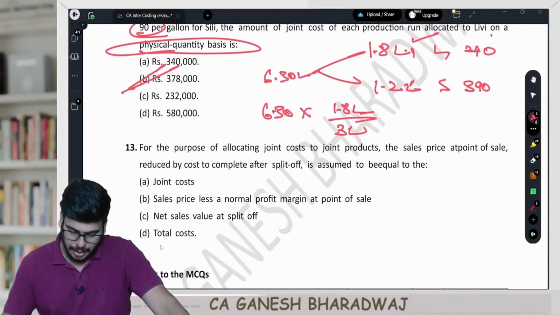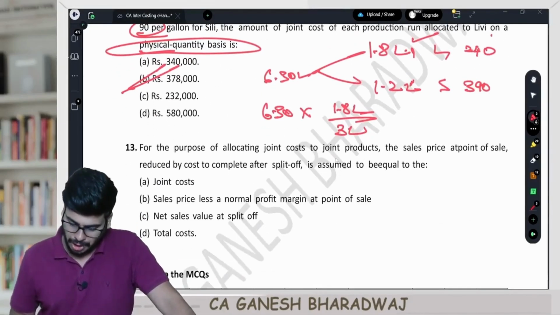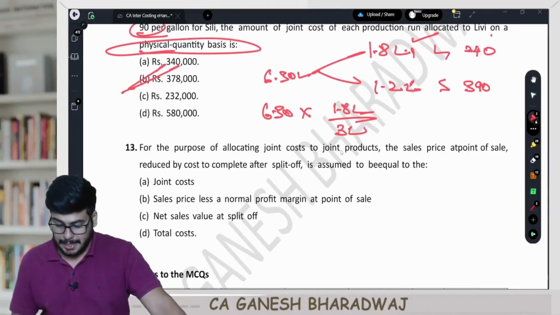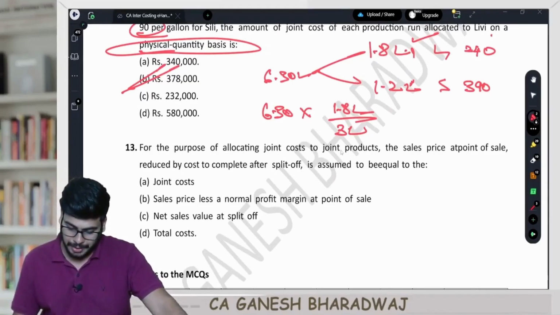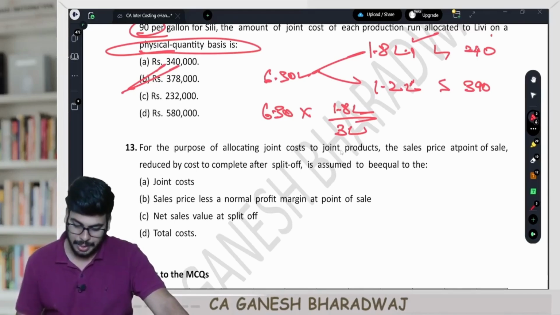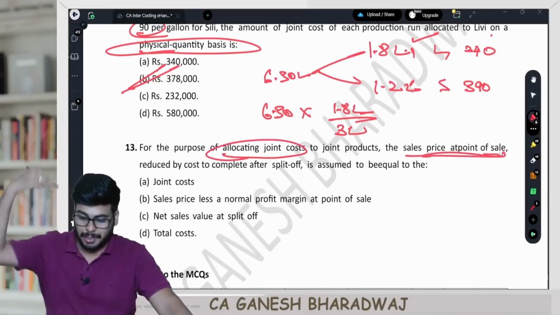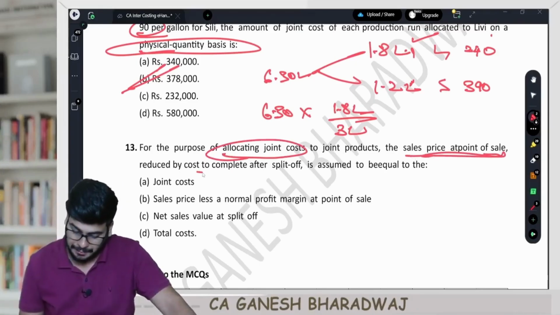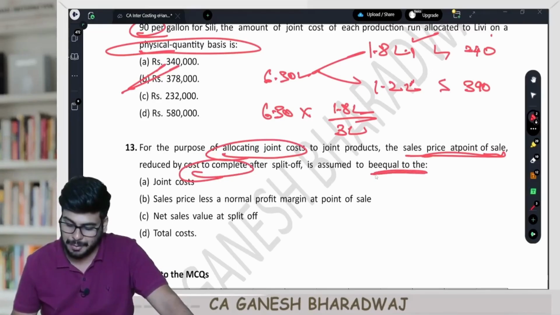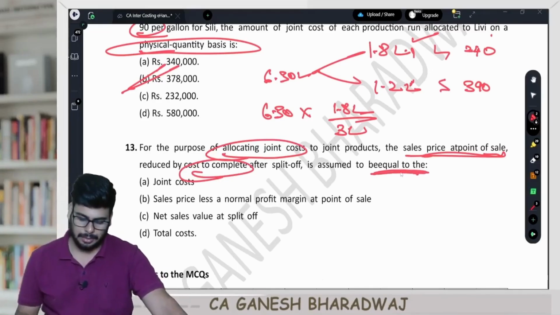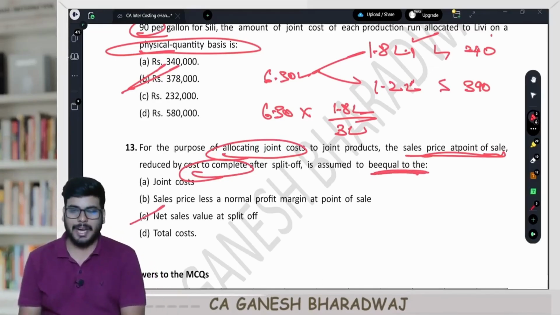For the purpose of allocating joint cost to the joint products, the sale price at the point of sale reduced by the cost to complete after the split off is assumed to be equal to A, B, C, D. What is it? For the purpose of allocating the joint costs, the sale price at the point of sale means what? Final sale price minus further processing cost is assumed to be equal to net sale value at split off point.